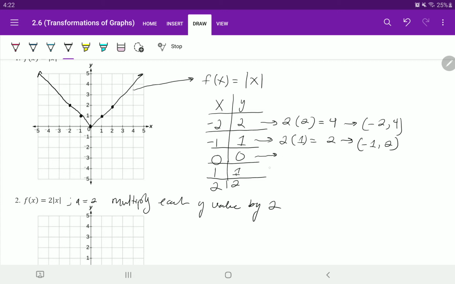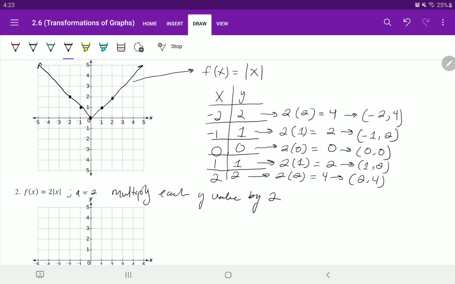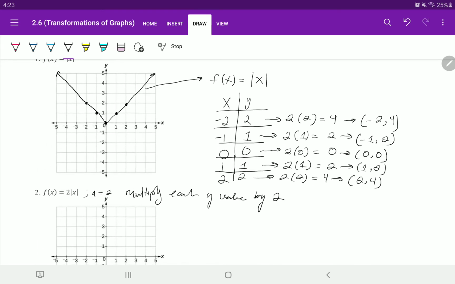Multiply the next y coordinate by 2. So 2 times 0 is 0. The coordinate is still going to be 0, 0. We have 1, 1, so we multiply that y coordinate also by 2. So 2 times 1, which is 2. It's going to be the coordinate of x is 1, y is 2. Multiply that y coordinate by 2. 2 times 2 is 4. We have the coordinate now of 2, 4. We multiply each y coordinate of the parent function by the factor of a, and a is 2. So that's what we did here.